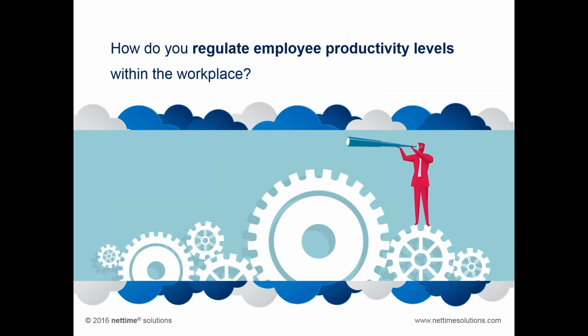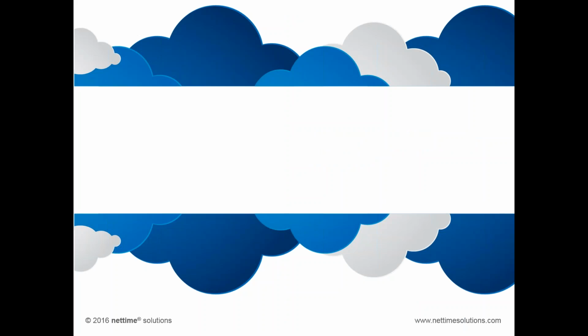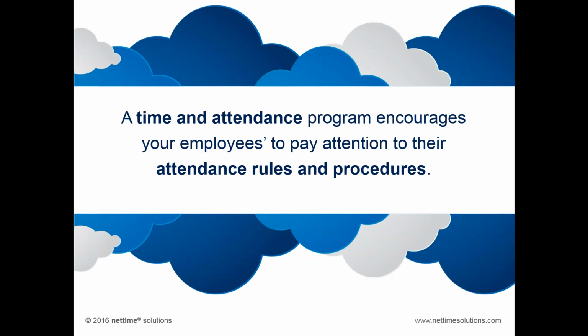So the question today is, how do you regulate employee productivity levels within the workplace? An advanced point system will give you the ability to address any attendance issues, reward and/or deduct points, and enforce some of the attendance policies that you have. There are our key points here. A comprehensive time and attendance program that has a built-in point system can help you, as a manager, keep track and also help you monitor your employees' activity and workflow during normal business hours.